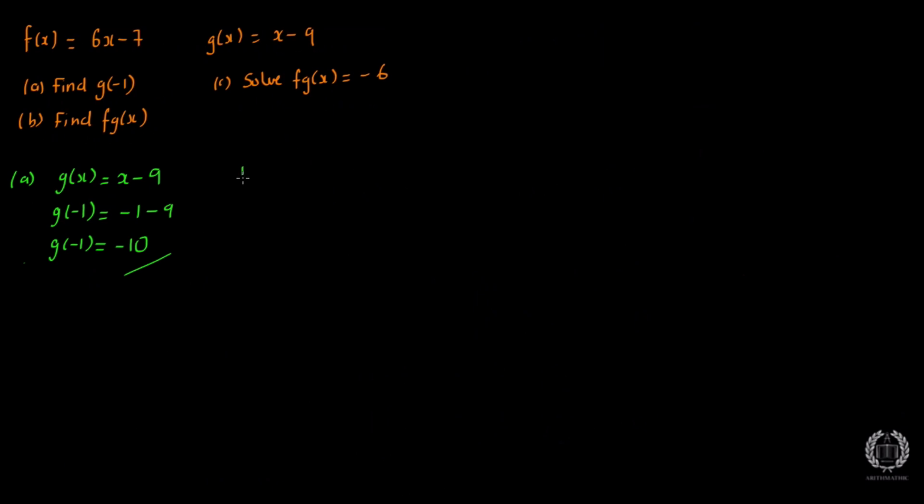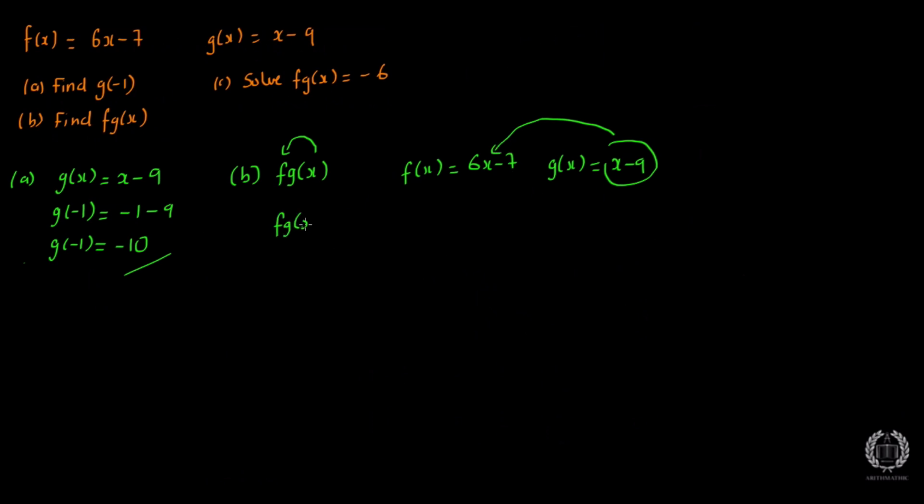Okay, now if we want to find B, fg of x, which is the composite function, what we're going to do is take our g and f. So if I quickly write my f of x function, that's 6x minus 7. And my g of x function is x minus 9. Remember, we're going to take our second function and put it inside f. So this is my second function, and I'm going to substitute that wherever I see x here. So fg of x is equal to 6 bracket, now instead of x, we have x minus 9, and then minus 7.